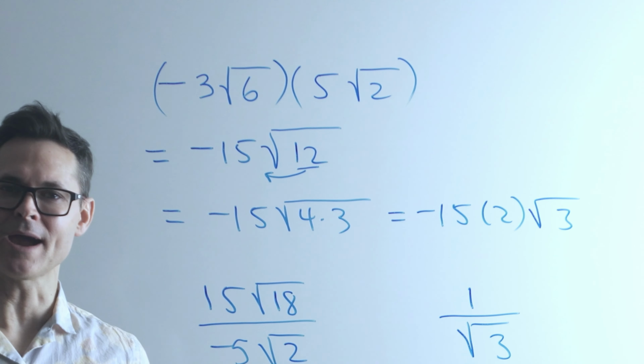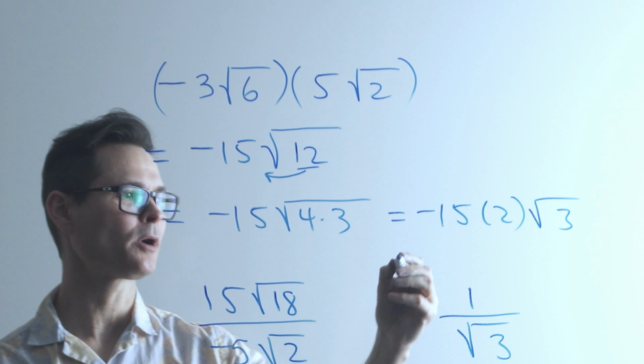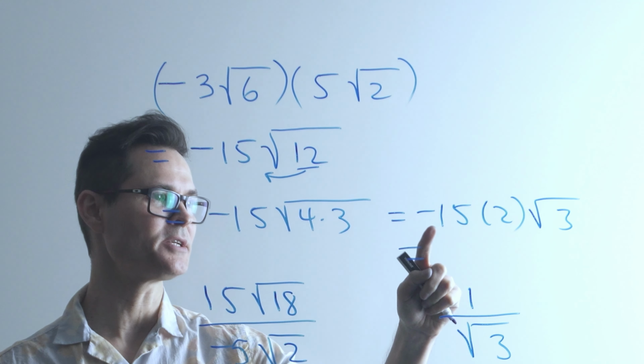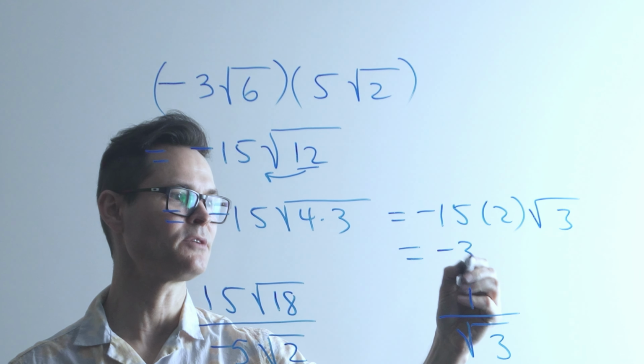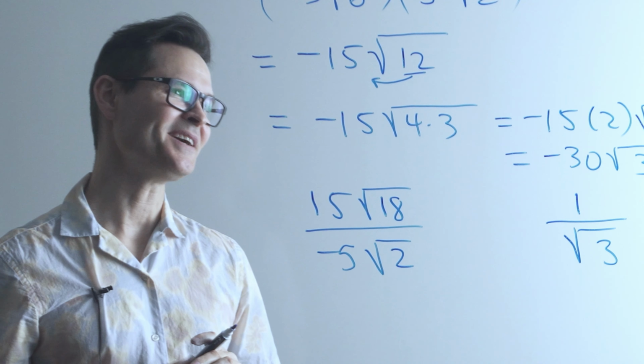Right? The square root of 3 is irrational. If you wanted to get another number, you'd have to be taking a decimal approximation using your calculator. And then you times these. Everything's glued together by times. Negative 15 times 2 is negative 30. Negative 30 root 3. All right.